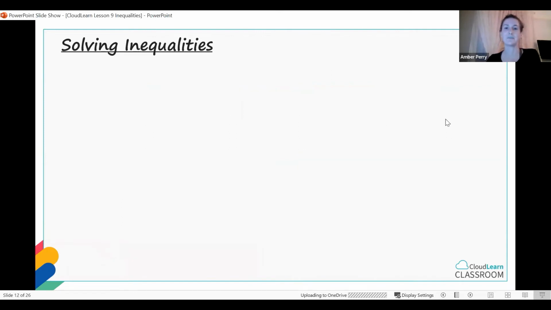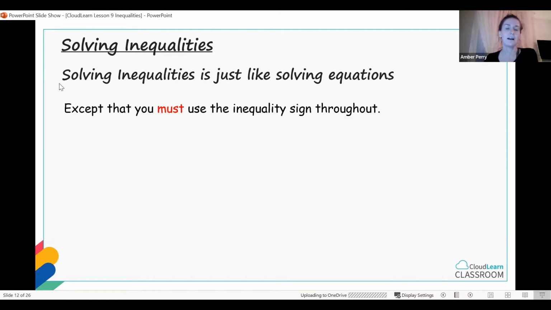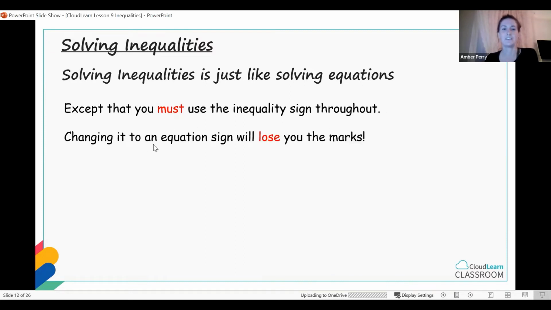Right, so with solving inequalities, we're going to be doing a bit of revision as well, because solving inequalities is almost exactly the same as solving equations. So we can review our solving equations today. The only difference is that you must use the inequality sign throughout. If you change it to an equal sign, you will lose the marks.